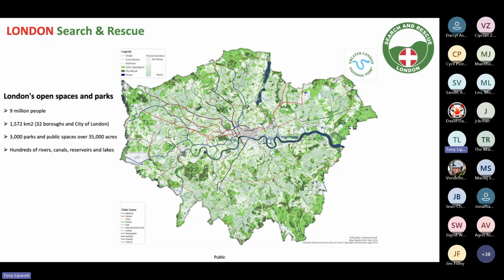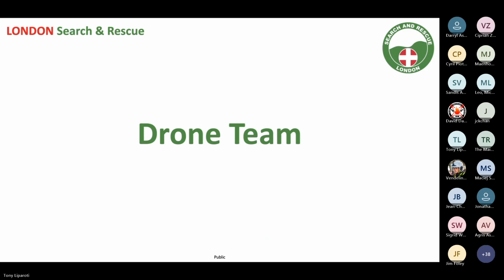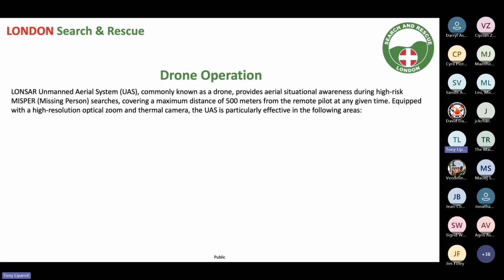So you can see from the map, there's a lot of space, green space and water space between the city and across. So an overall of 40% of green spaces and open water is part of London. So let's focus now on the drone team, because this is what we want to talk about.